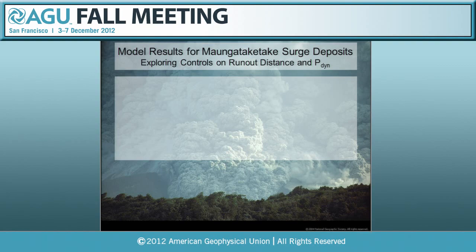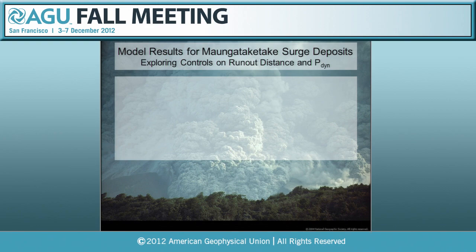So this is showing that even though we have some simplifications in the model, we are able to reproduce the field observations. And of course, the power of using numerical models is that once we semi-validate it with a field comparison, then we can take a step back and start varying individual parameters one at a time to really try to understand which is having a first-order control on the dynamics of the current.